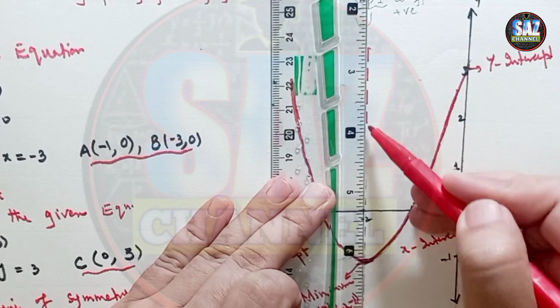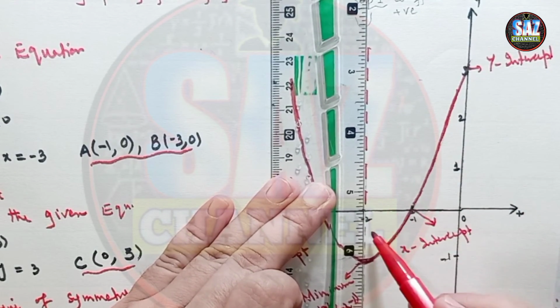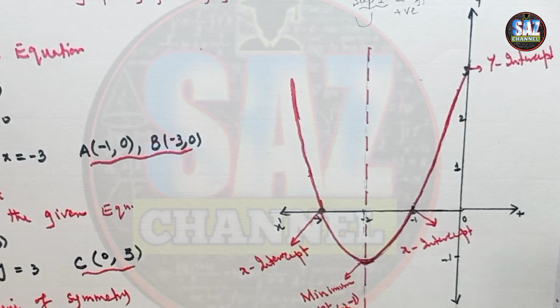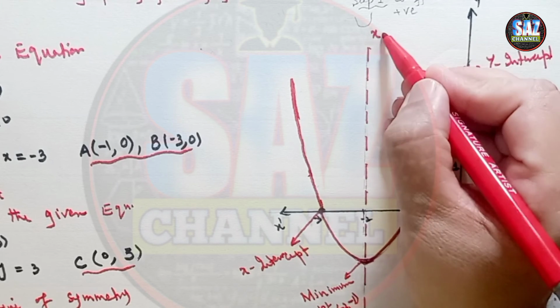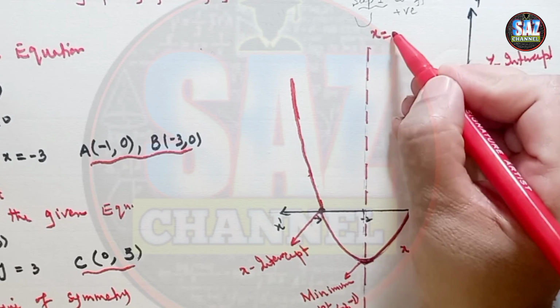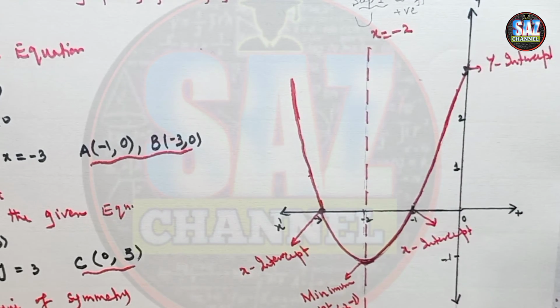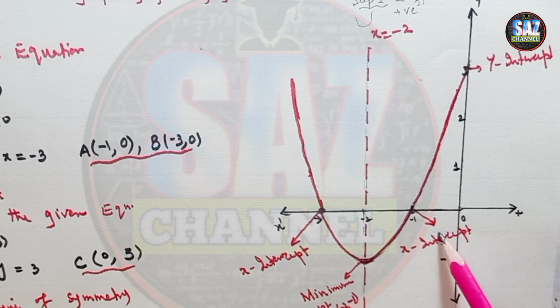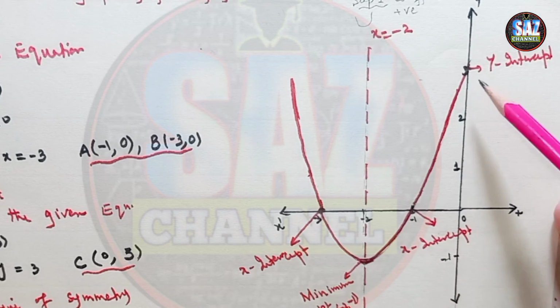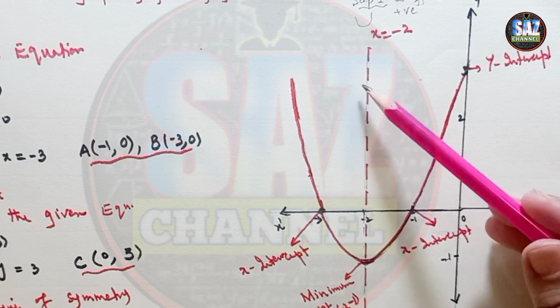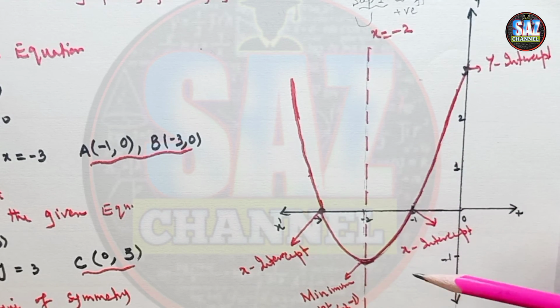I hope my students are really clear, and now they will be able to easily sketch the graph of quadratic equations and functions which can be factorized easily by the hit and trial method, or which are already given in factorized form. So let me confirm that I have marked the x-intercepts, the y-intercept, the line of symmetry and the minimum turning point.